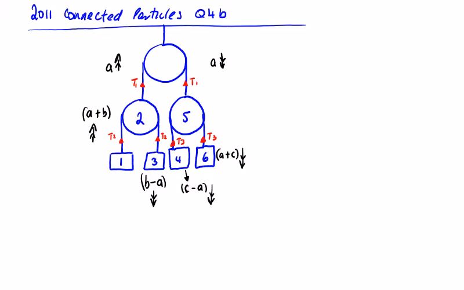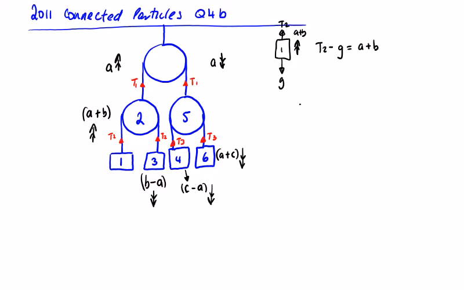So let's try and fill out some equations for these. There's a lot involved here. If we go left to right, with the 1 we have T2, we have G going down, and we have the acceleration up of A plus B. So the equation for 1 is T2 minus G is equal to 1 times A plus B, or just A plus B.